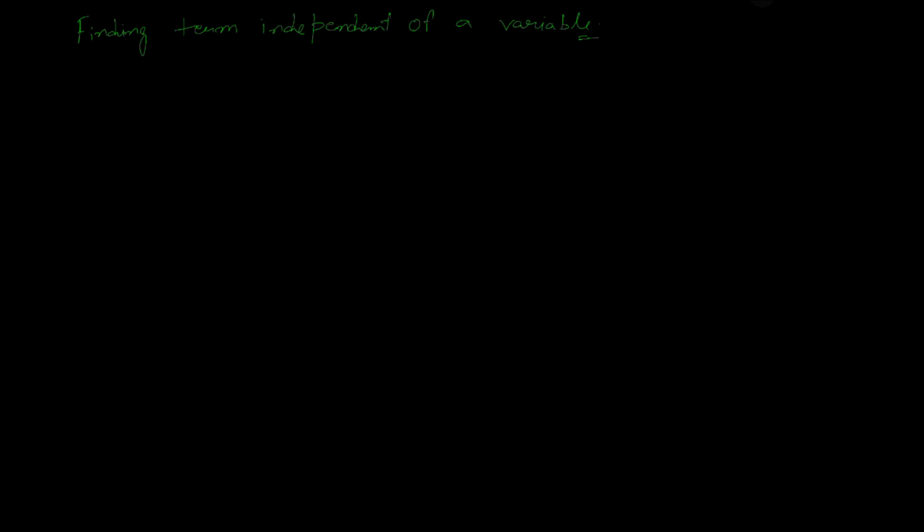Now we come to the next part, which is finding the term independent of a variable in a binomial expansion. I'll just simply show it. Try to understand. If I say, what is the term independent of x? Let me put it in the beginning itself. We are trying to find the term independent of x in the expansion of, let's say, (x + y)^n.